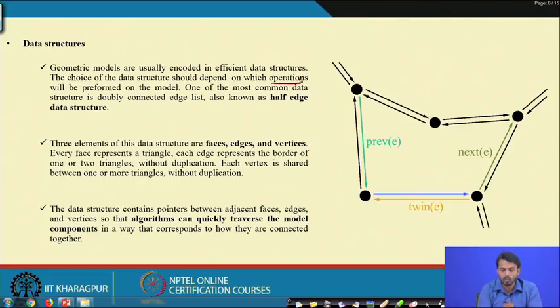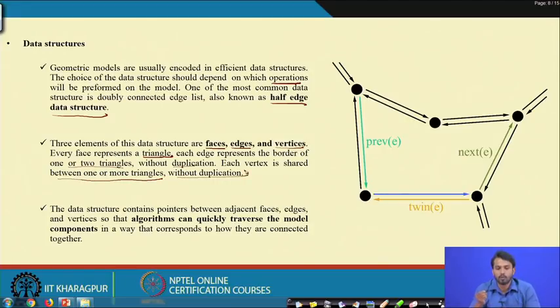The most common data structure used in the modeling of 3D models is the half edge data structure. In this data structure there are three elements: first faces, then edges and vertices. Each face represents a triangle, and each edge represents the border of one or two triangles without duplication. Each vertex is shared between one or more triangles without duplication.